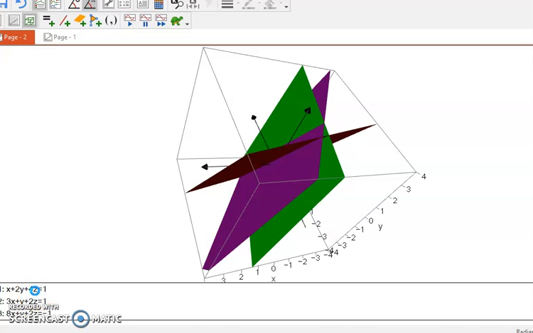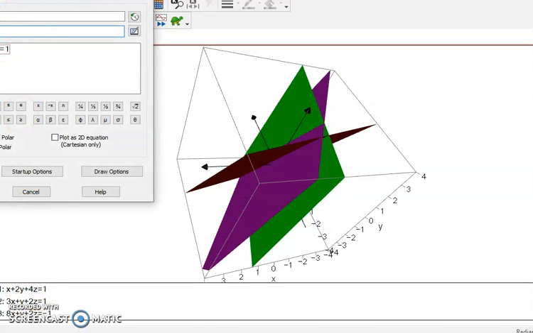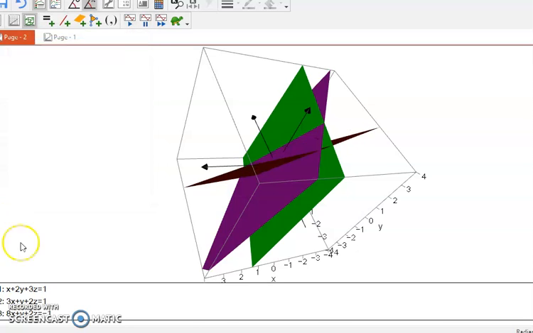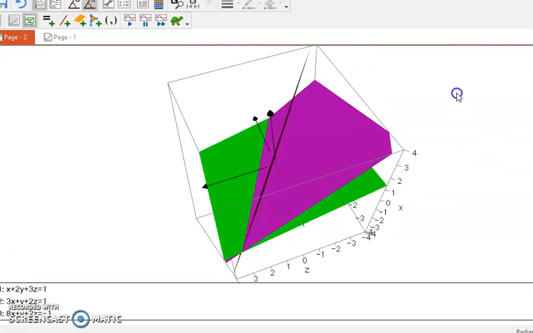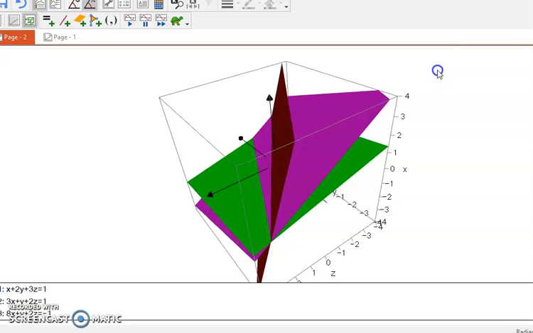Let's pick a different one. So I'm going to change this equation so that it is a different number. I've just typed in that as 3z. I'm just wondering if now they cross. It's hard to see really. They might all cross here, you know.